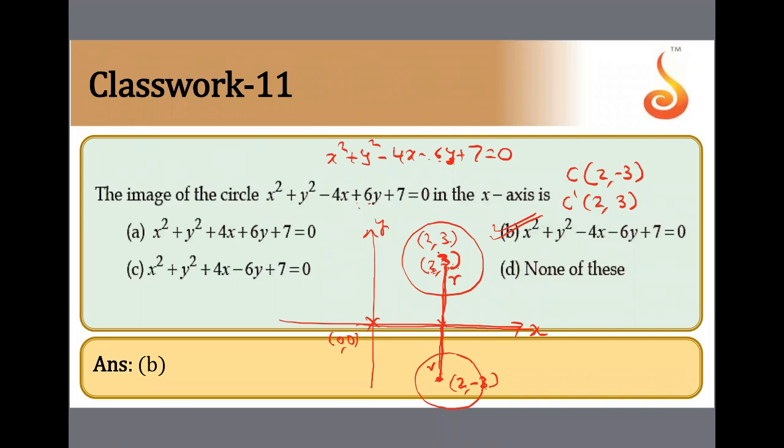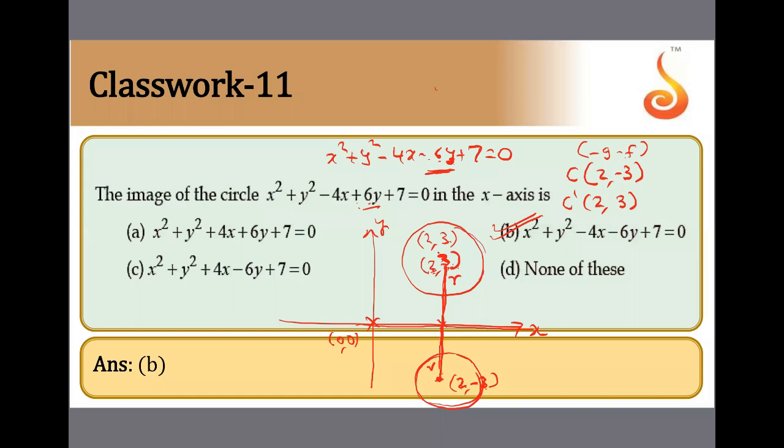Right? So this is minus g, minus f. So minus f is minus 3, so f becomes minus 3. And c will remain as it is, it won't change. Okay, if you want more, the image of the lower circle will be the upper circle.